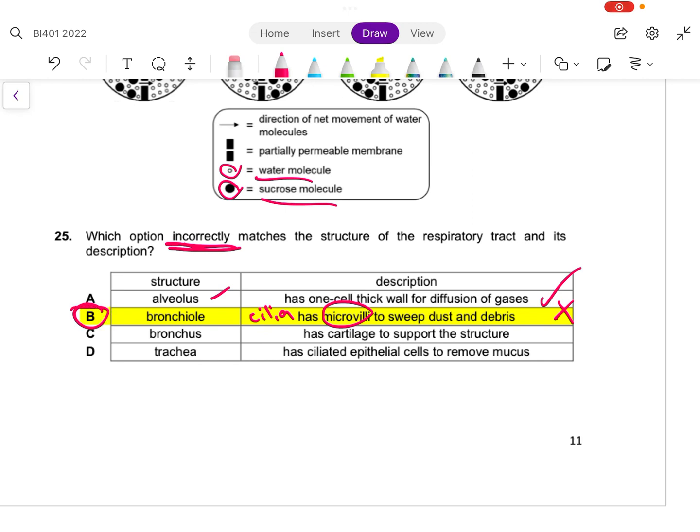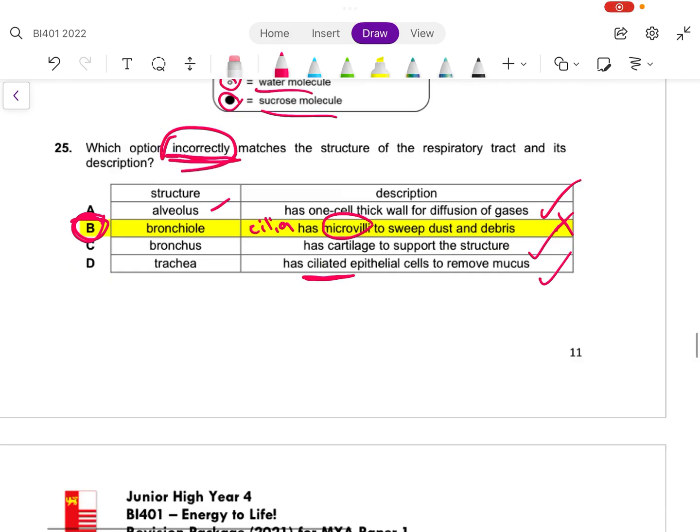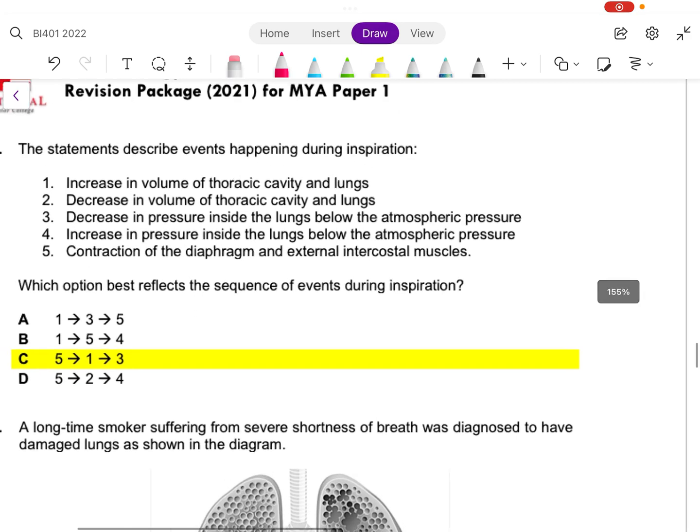Okay, what about bronchus? Has cartilage to support structure. This is correct. Needs to keep it open. Trachea has ciliated epithelial cells to remove mucus. Correct. Okay, the word is cilia. Cilia are those microscopic hairs that help to sweep mucus out. Okay, so which is incorrect? B is incorrect. Let's go to question 27.